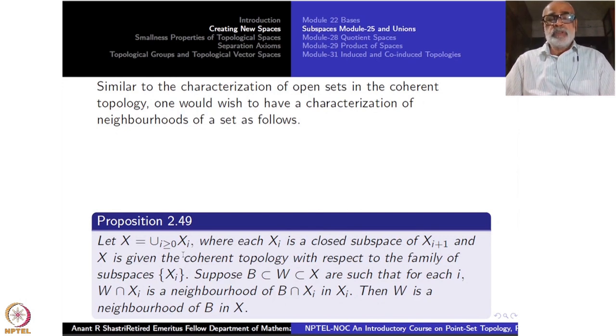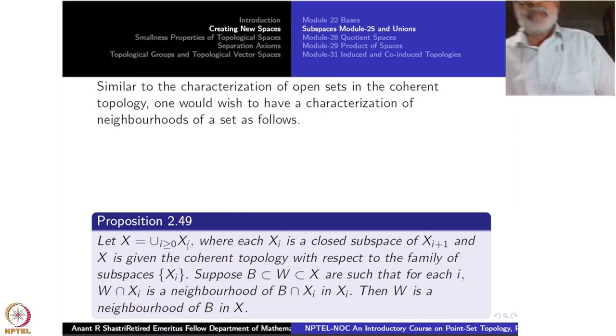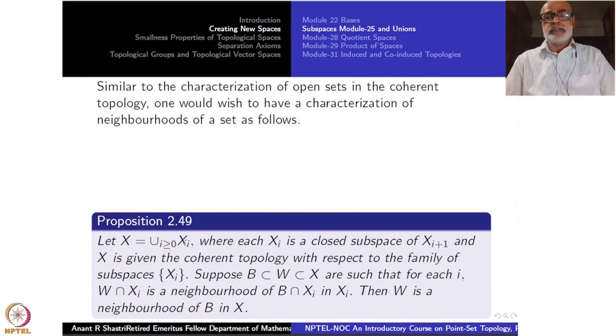So take this somewhat special, but easy case, namely suppose X has been written as a union of subspaces Xi. Each Xi is a closed subspace of Xi plus 1, the next one. So it is an increasing union, and it is countable because I have indexed them by integers. And X is given the coherent topology with respect to the family of subspaces Xi. It just means that a subset of X is open in this coherent topology if and only if its intersection with each Xi is open in Xi.